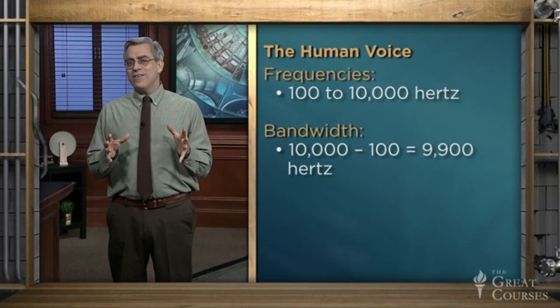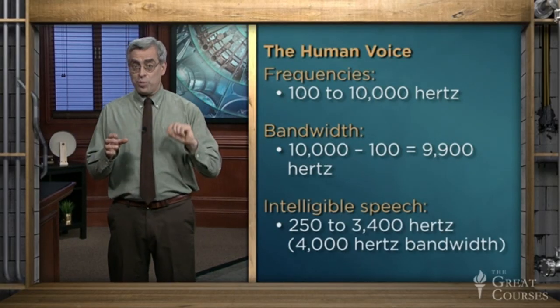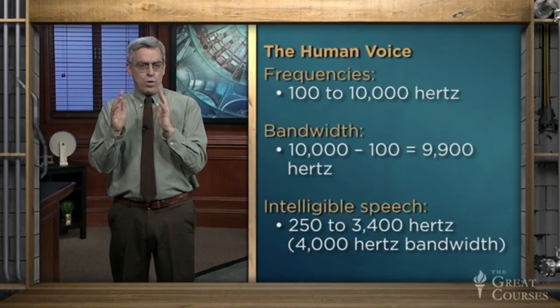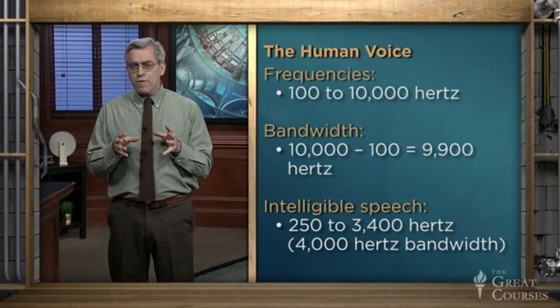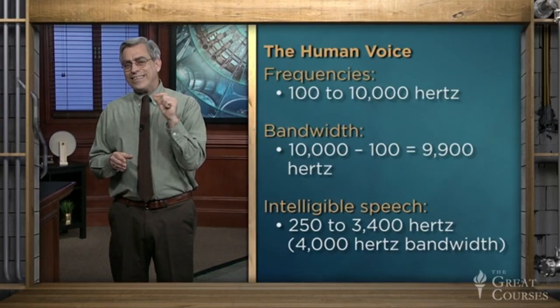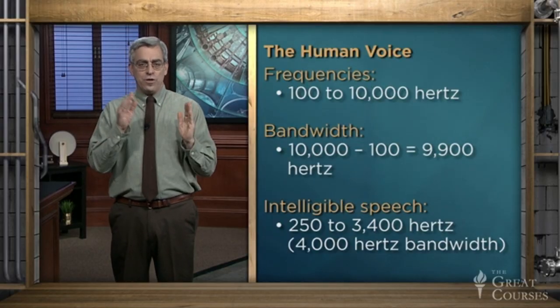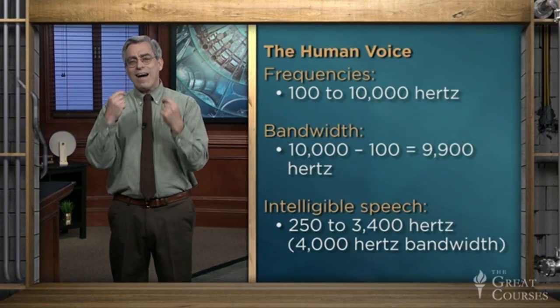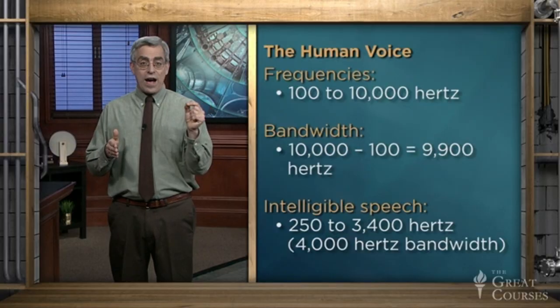However, most of the sounds that constitute intelligible speech fall within a much narrower range, from about 250 to 3400 hertz. And so communications channels that are intended for transmission of the human voice are typically allocated a bandwidth of 4000 hertz.